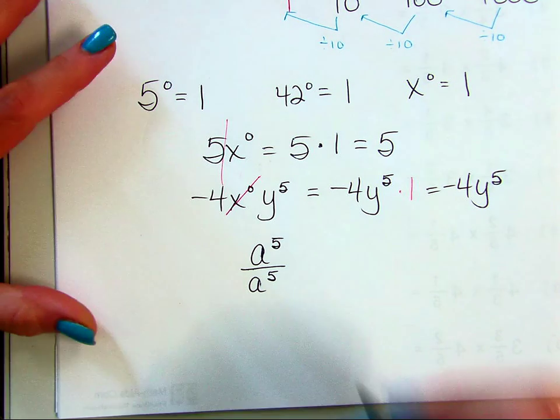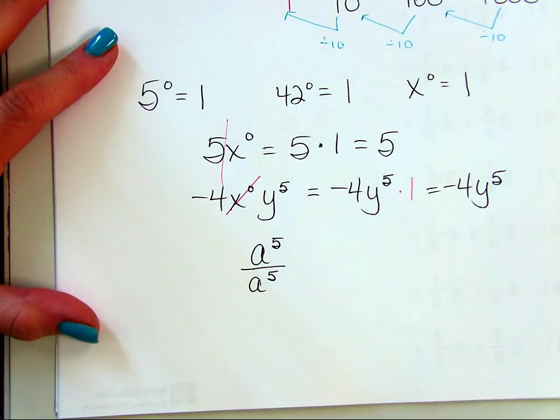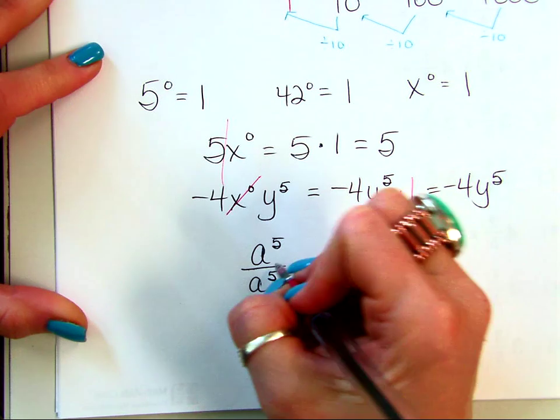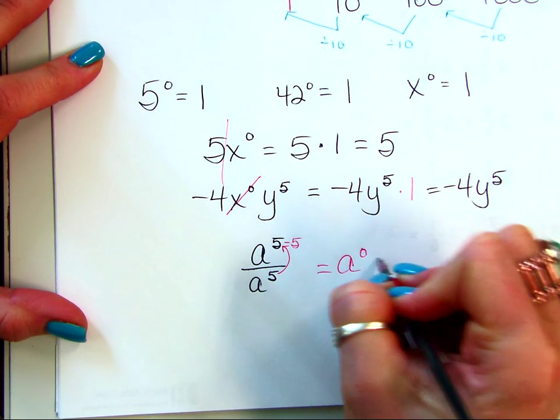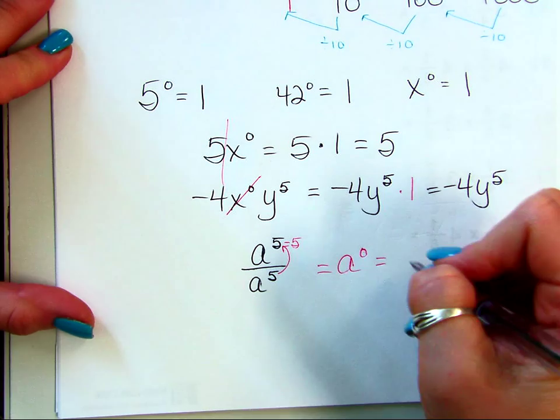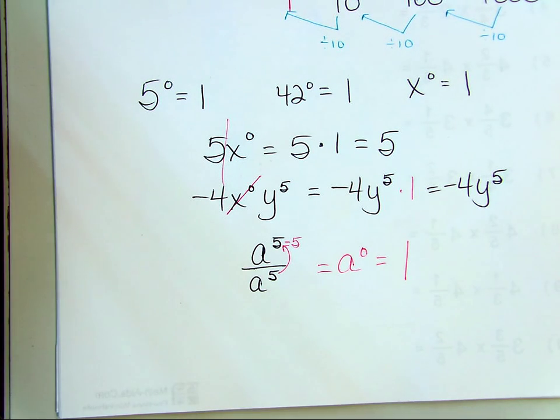Remember how I always say bring the smaller to the larger? Well, what if they're the same? It doesn't matter where you bring them, because 5 minus 5 is 0, and what's a to the 0 power? Do you see why that is?